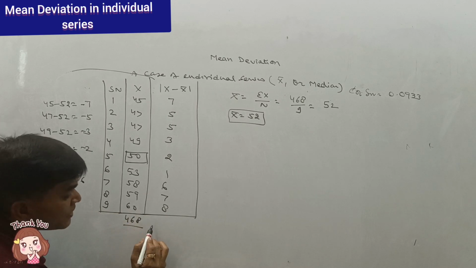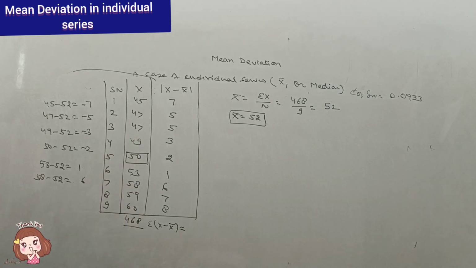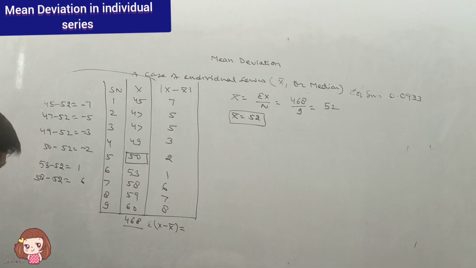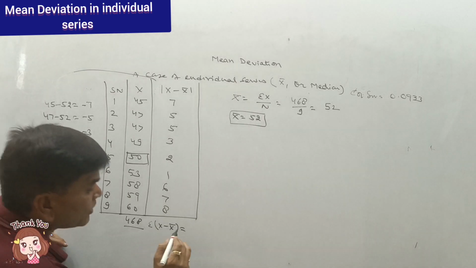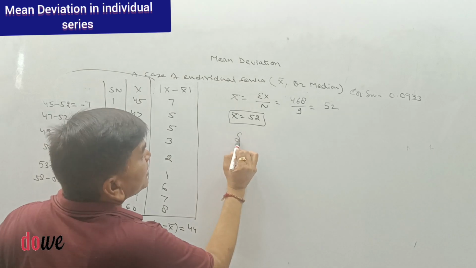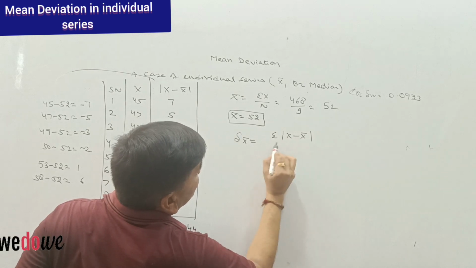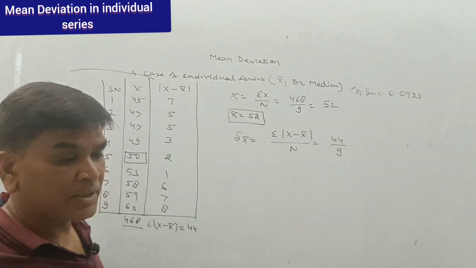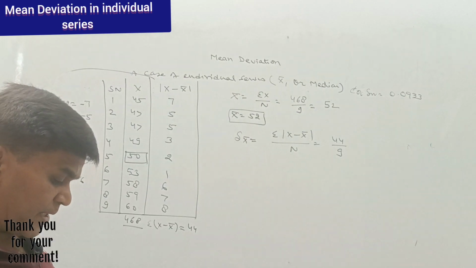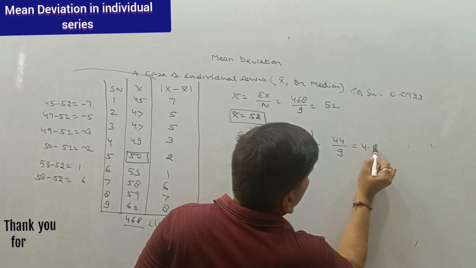Now we want the sum of sigma |x minus x bar|. So we add all these items: 7 plus 5 plus 5 plus 3 plus 2 plus 1 plus 6 plus 7 plus 8, that is 44. Then the mean deviation from the arithmetic mean is sigma |x minus x bar| divided by n, that is 44 divided by 9. So the value of the mean deviation is 4.89.